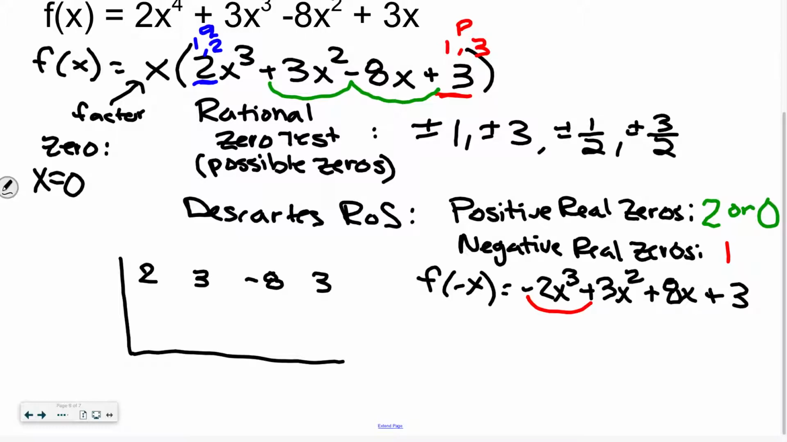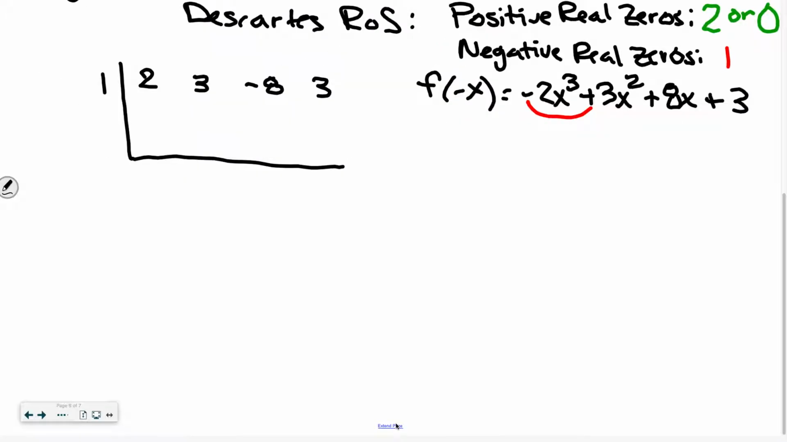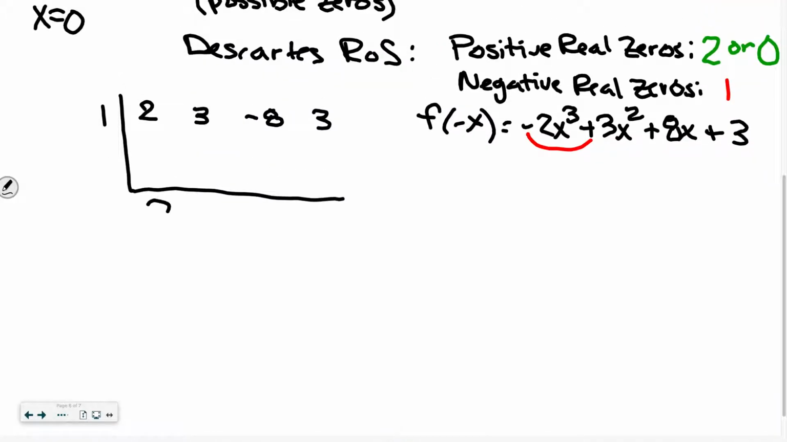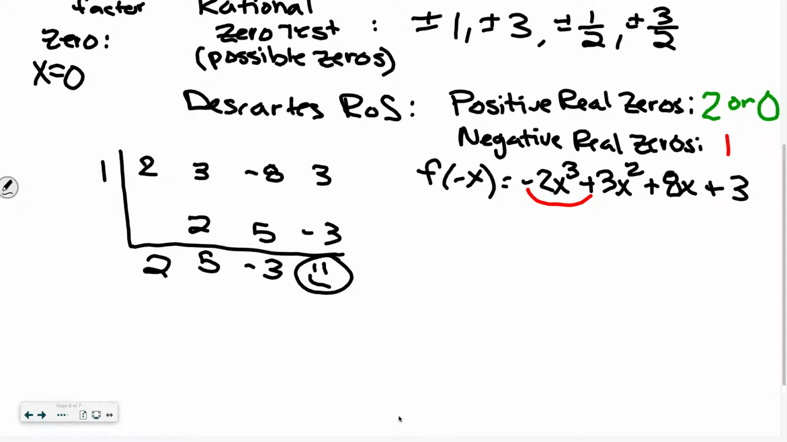Kaylee found one. One works. I think positive 1/2 works. So I'm going to check 1, add down to get 2, multiply, we get 5. When we add, multiply to get 5, negative 3. Oh, sure enough. So I can add that to my list of zeros up here, right? X equals 1.